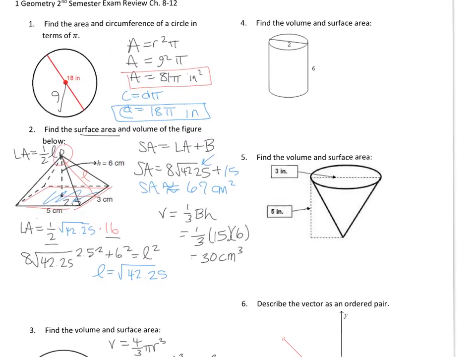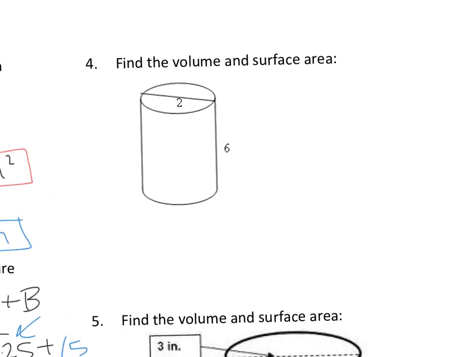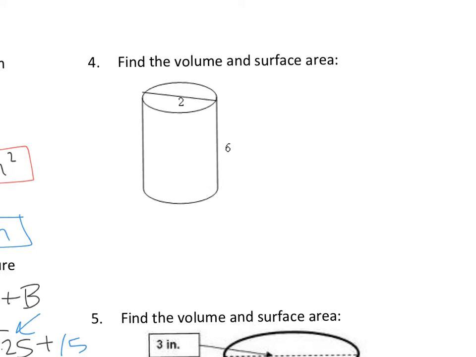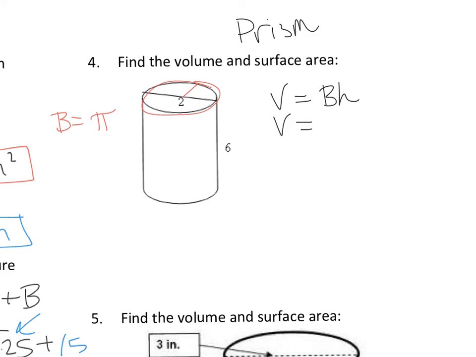And then number 4, find the volume and surface area. This is a prism. So the volume is area of the base times the height. So you have a circle. So the area of the base is going to be 1 squared pi. So it's just going to be pi, because the radius is 1. So it's going to be pi times 6. So the volume is 6 pi units cubed.